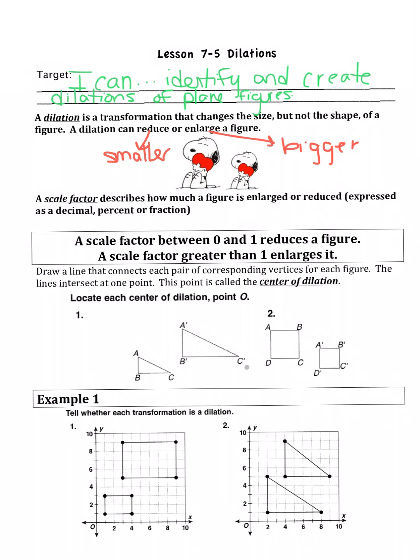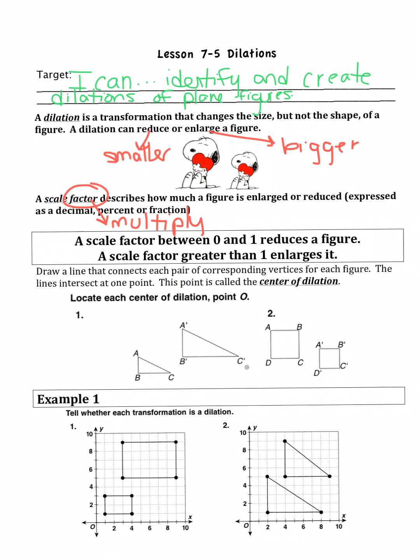So a scale factor is going to describe how much a figure is enlarged or reduced, and it's expressed as a decimal, percent, or a fraction. Now, when you see the word factor, we are always thinking multiply. So this scale factor is a number that is going to be multiplied by your dimensions or by your coordinates. We'll see both of those today.